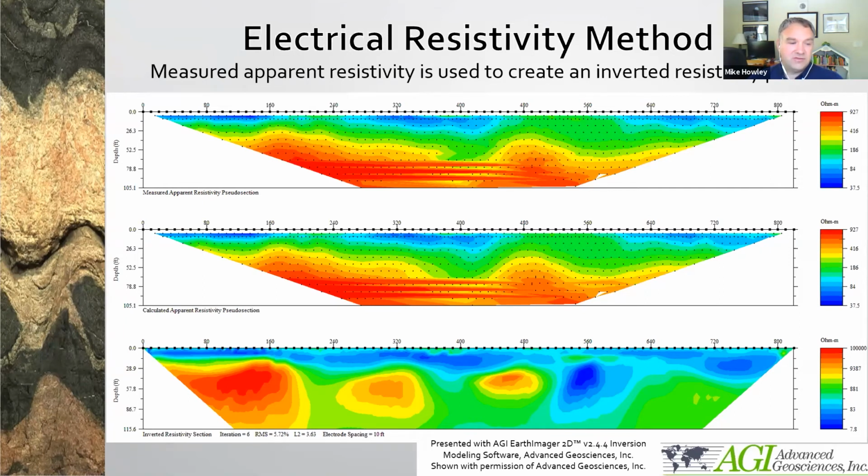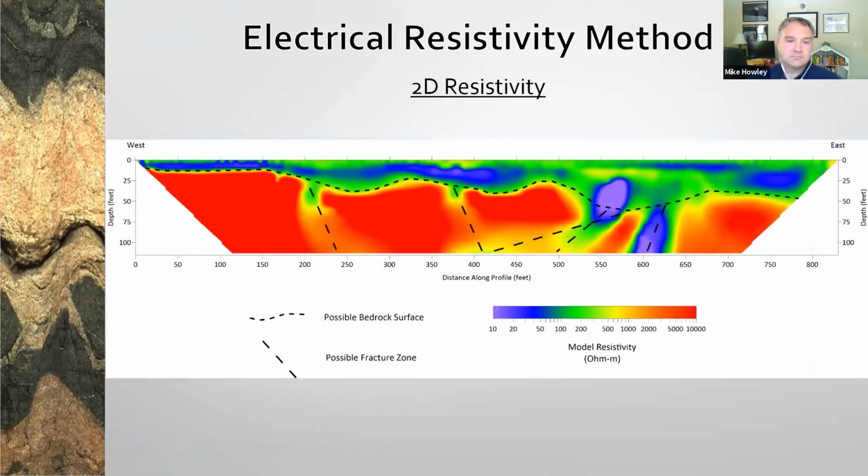The inverted resistivity section is trimmed at 45 degrees at the ends to remove data that is not well constrained. This is the resulting inverted resistivity section with an interpretation of the data shown in the previous slide. The modeled resistivity is plotted on a log scale, and the color scales are adjusted. The limits of the color scale are adjusted to highlight the features of interest.